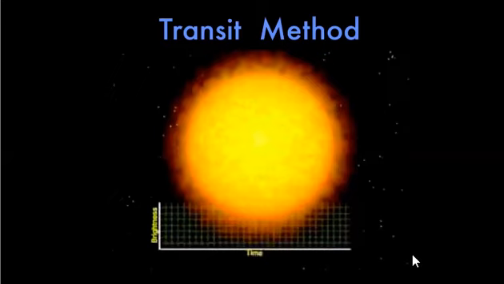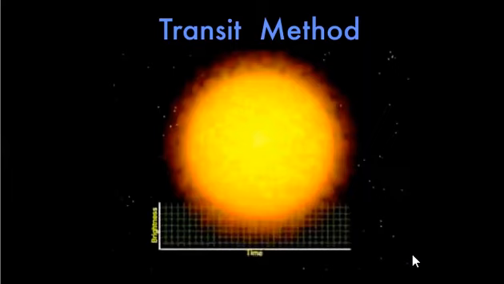Next, let me explain the transit method, which is the second indirect method. So remember again here, we don't see the planet. Our observation is purely on the star, and based on the behavior of the star, we come to the conclusion that there is a planet.